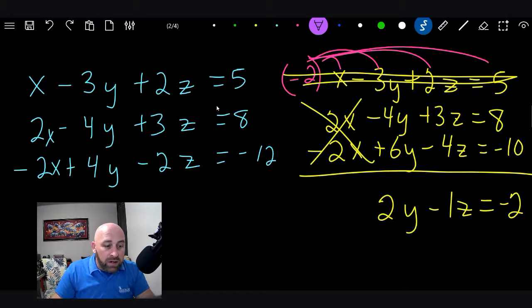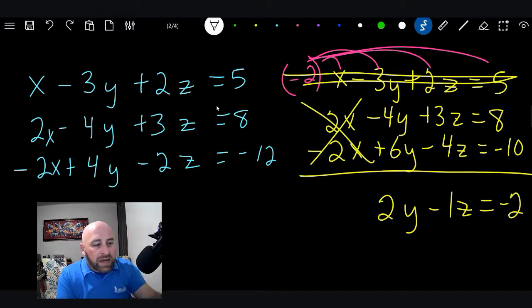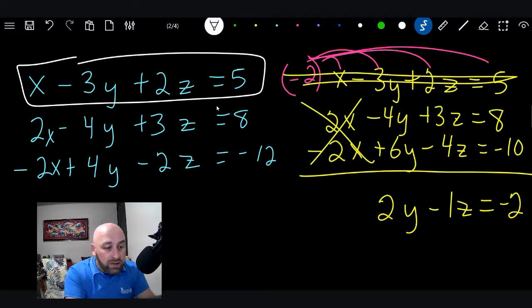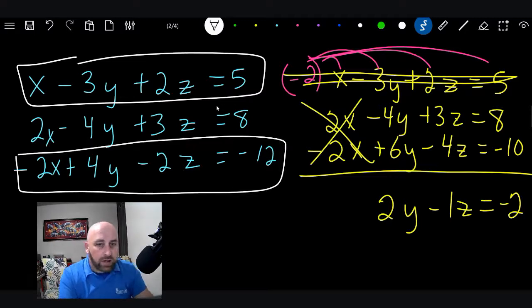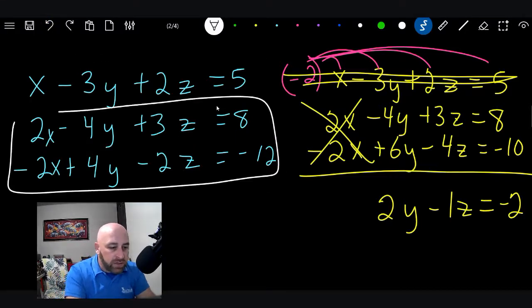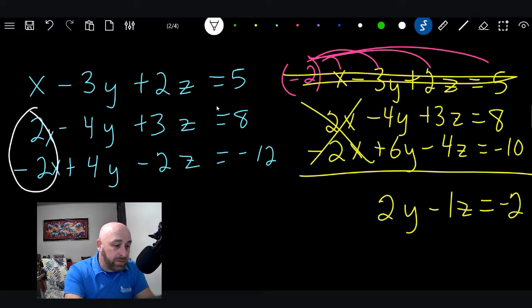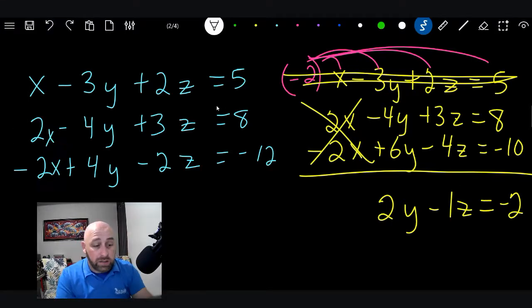Now what we want to do is take two other ones. I'm just going to take these two because it's easy. I could also take 1 and 3, but I'm going to take 2 and 3. The biggest reason is so I don't have to write it again, and the other reason is because those two cancel immediately.